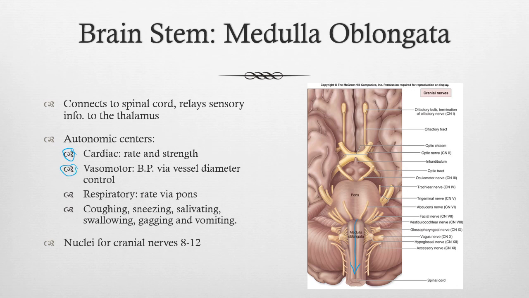This is reflexes for respiration, things like coughing and sneezing, but also reflexes for digestion, and so salivation and swallowing as well. If something gets stuck in the back of the throat, we may end up gagging or vomiting as well. And then the last of our cranial nerves are associated with the brain stem here in the medulla oblongata as well.